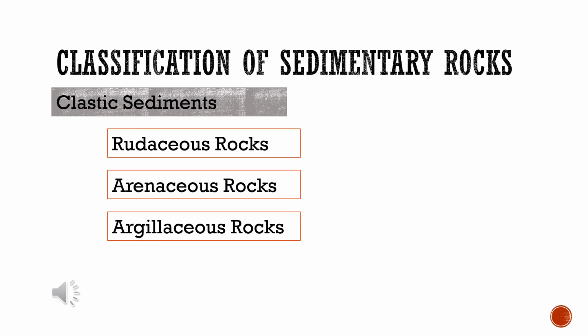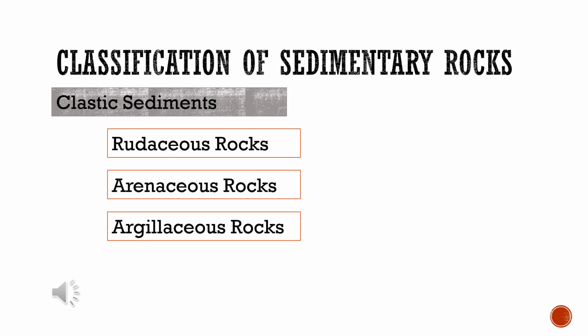Classification of sedimentary rocks in clastic sediments. First, rhodaceous rocks. Rhodaceous rocks are those rocks which are made of particles having grain size more than 2 mm in diameter. Examples of rhodaceous rocks are breccia and conglomerate. Second, arenaceous rocks. Arenaceous rocks are those rocks which are made up of particles having the grain size between 1/10 to 2 mm diameter. An example of arenaceous rocks is sandstone.